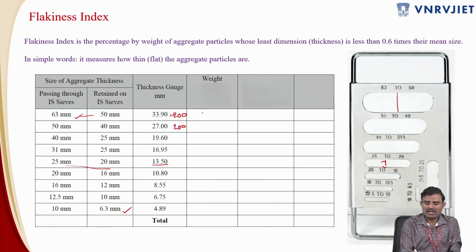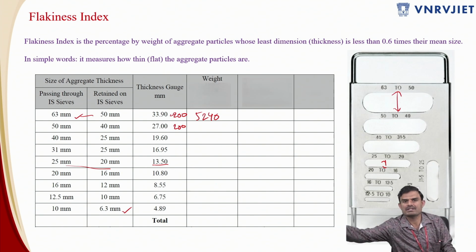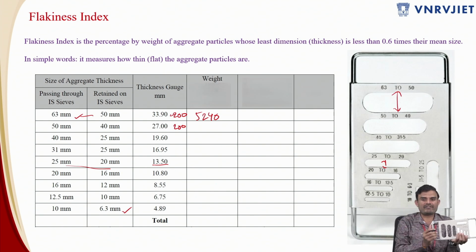Now let us assume that I have got somewhere around 5040 grams for the weight of 200 aggregate particles which are passing through 63 mm and retained on 50 mm. Then you have to pass these aggregate particles through this thickness slot. So for 63 to 50, you pass them through this slot, and you count the number of aggregate particles which are passing through this.